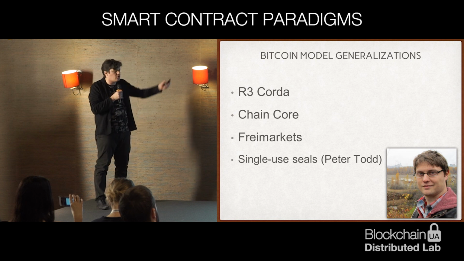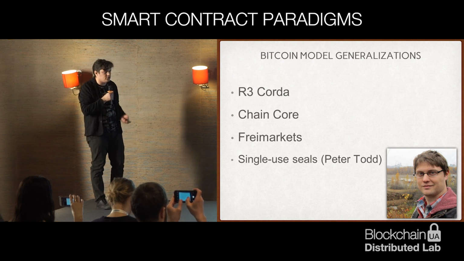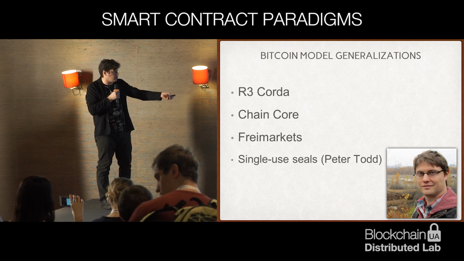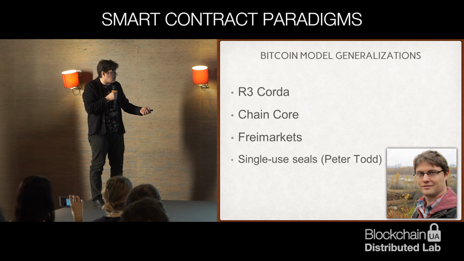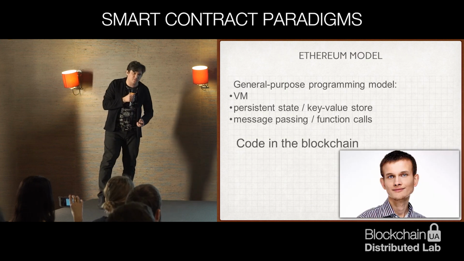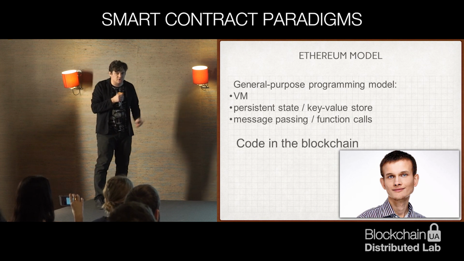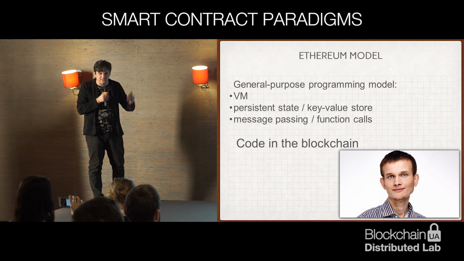For example, R3 Corda made a pretty much universal smart contracting engine, also using the UTXO model. Then Peter Todd is taking more of a theoretic approach, also very interesting. But Vitalik Buterin was frustrated with the progress of Bitcoin upgrades, because it takes a lot of time to convince people to implement some small feature.